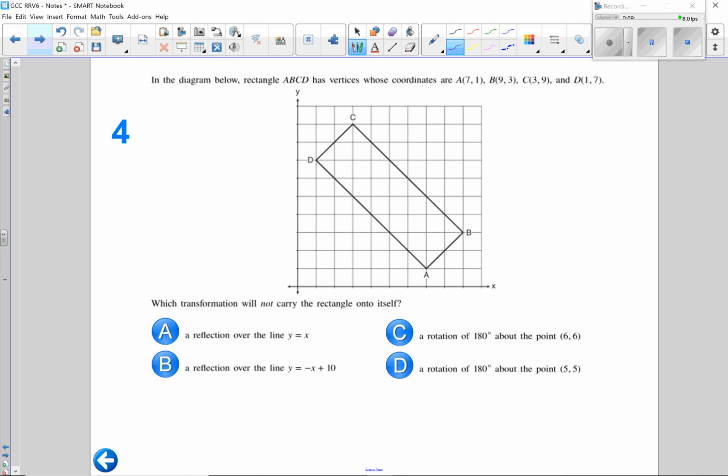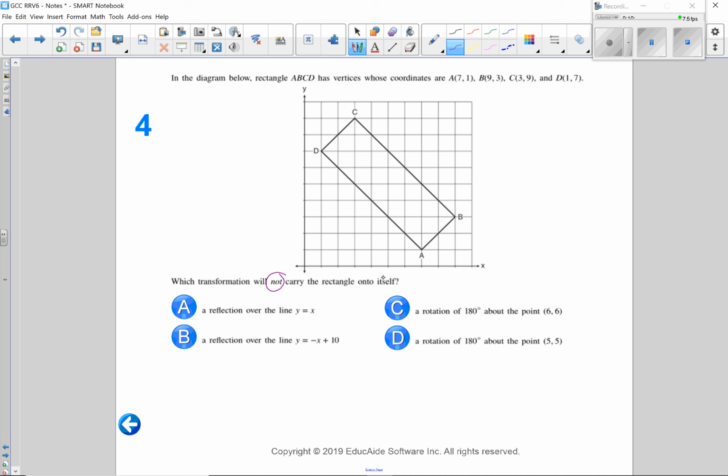Another multiple choice question. In this diagram, we have a rectangle with given endpoints. It asks which transformation will not carry, again, keyword there is not, carry the rectangle onto itself. So this is kind of a process of elimination question. Start looking at each one and see what we got.